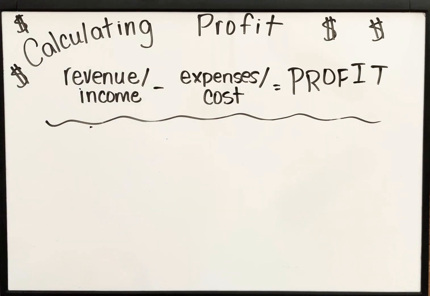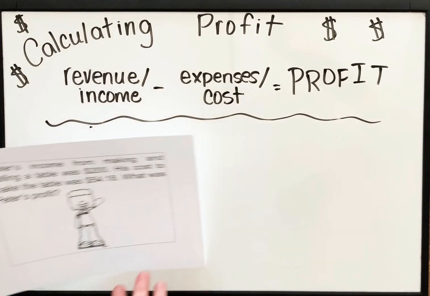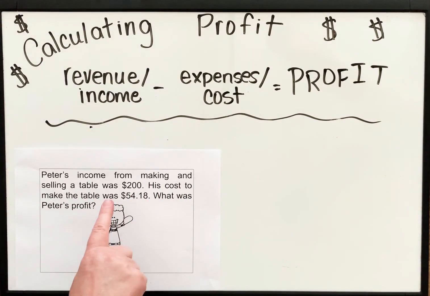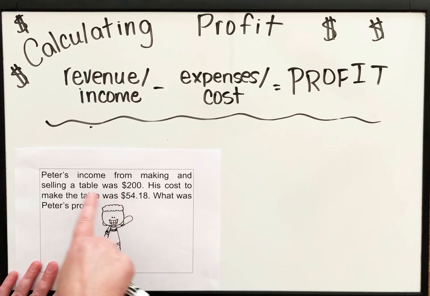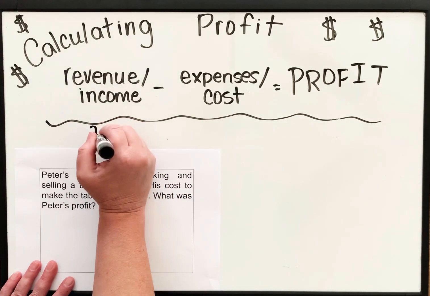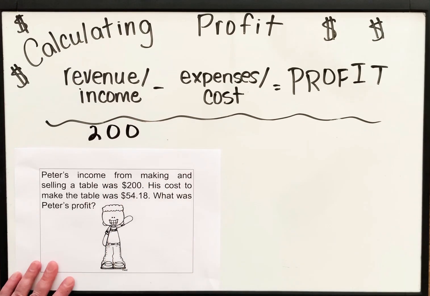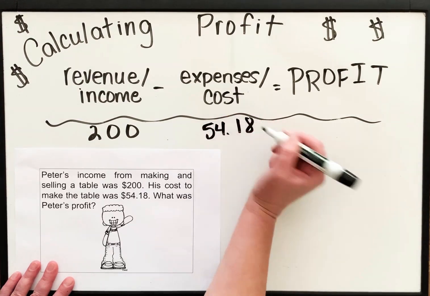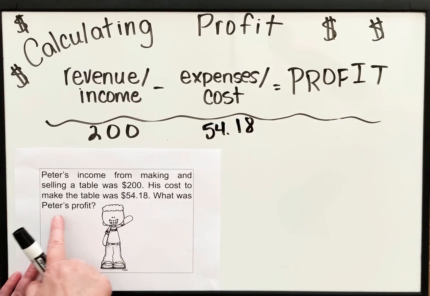Okay, next problem. Peter's income from making and selling a table was $200. So I already know his income, it's $200. So I'm going to plug in his $200 into our formula. Now he has a cost. He bought some supplies to make the table, probably wood, maybe some paint. His costs to make it was $54.18. What was Peter's profit?